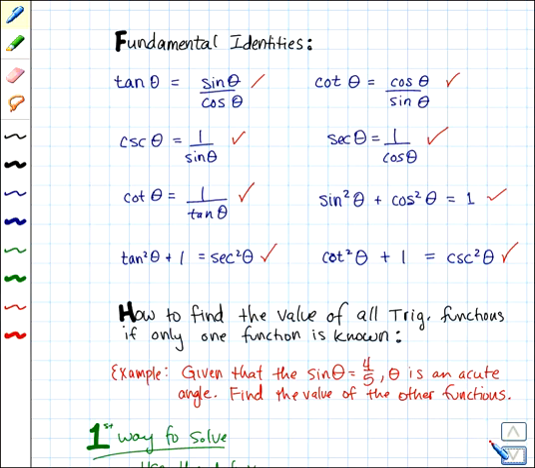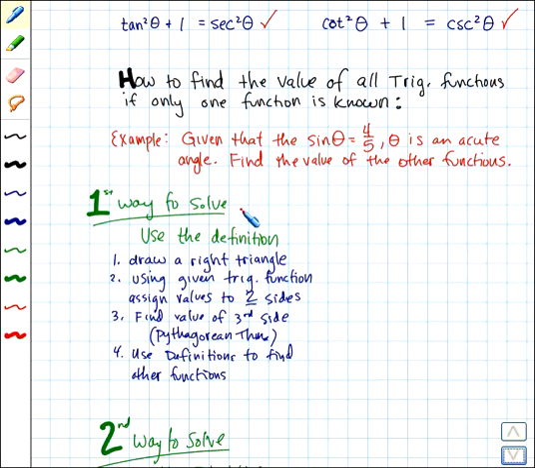Now there's two ways that we can solve this. The first way to solve is by using the definition. So we want to start by drawing a right triangle. So we do that. We draw a right triangle, and we go ahead and label one of the acute angles as theta. Now, using the given trig function, we're going to assign values to two sides of the triangle.